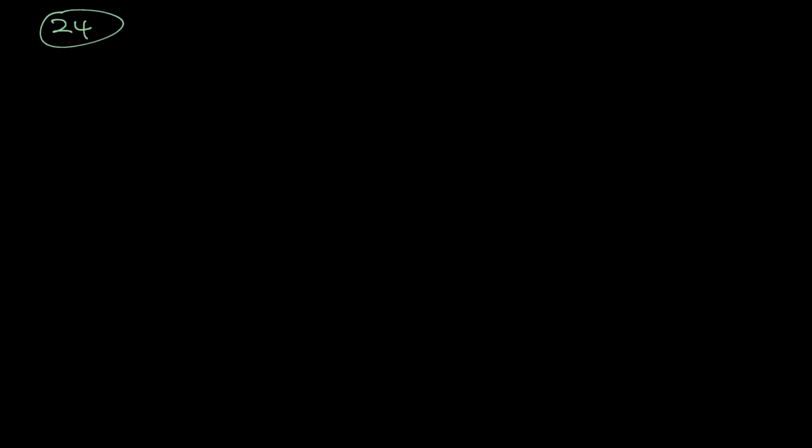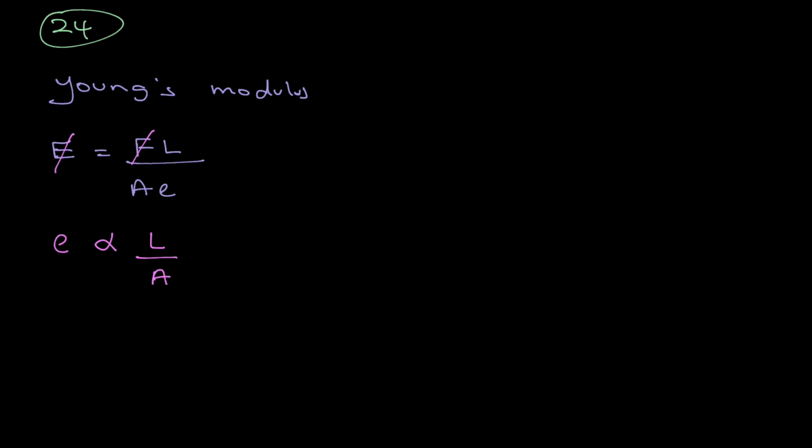So question 24, we need to find out which length and radius of wire will produce an extension of E over 4. Right, so we want to be using Young's modulus here. Young's modulus is E equals FL over AE, where E is the extension. But in this situation, we can cancel E and F because they'll be constant. And so we have E is proportional to L over A. But we know what A is. A equals pi D. Yes, pi D.